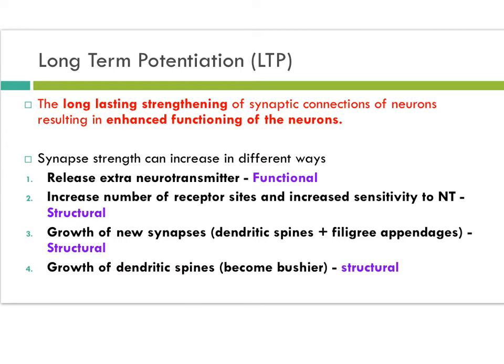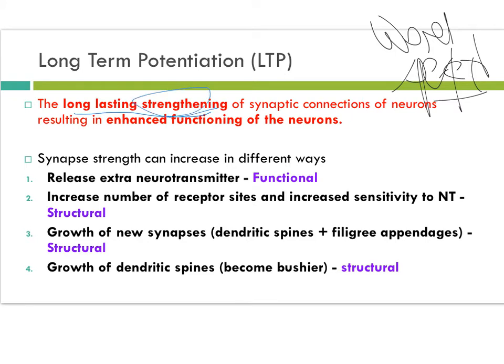One of the ways that our brain or our synapses can change as a result of experience or learning is long-term potentiation. Now, you need to make sure that you know this definition really well. So I want it to be word perfect. Go home and make sure you learn it really well. So long-term potentiation, this is the long-lasting strengthening, so strengthening is important, of synaptic connections. Remember, the strengthening is at the synaptic level, resulting in enhanced functioning of those neurons.